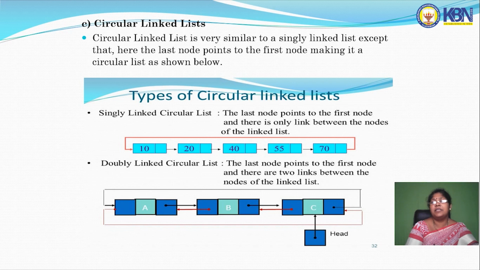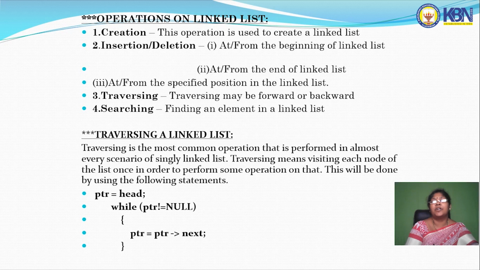Circular linked list. See in the circular linked list, 10, 20, 40, 55, 70 are the different nodes. Here, first one, second one, third one. After the last one, go to the first one. So the last node's address will be connected to the head part. We call it a circular linked list. Okay, again, let's go for the next one.